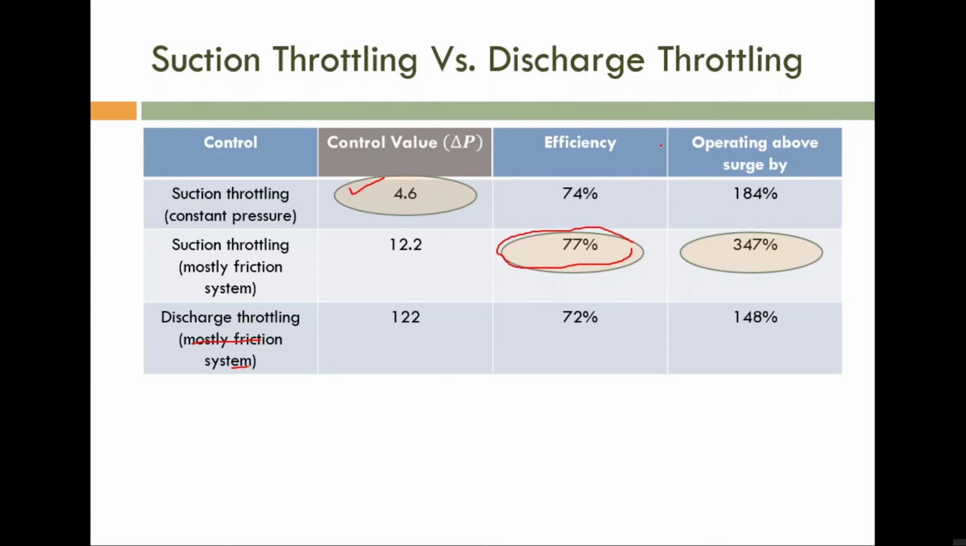Okay. Now the relative stability point of view also, suction throttling is the better one. Forget about this value. I am comparing. This is not 347. This is something around 200, I think. So anyway, relative stability is better for suction throttling for mostly friction system than suction throttling for constant pressure system and discharge throttling case.